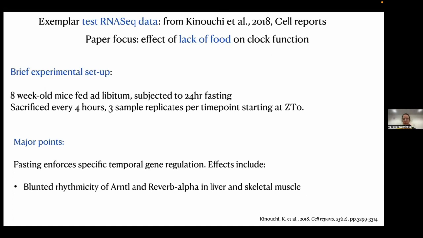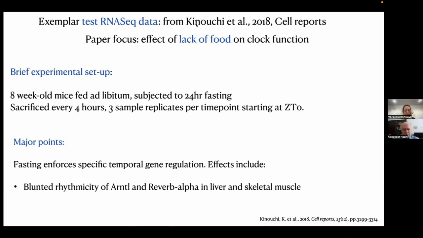And if instead of ZT you see CT in my slides, that means it's the circadian time, which means that the animals, or whichever organism is under consideration, are under free running conditions, meaning that they don't have a specific condition for the light and dark.